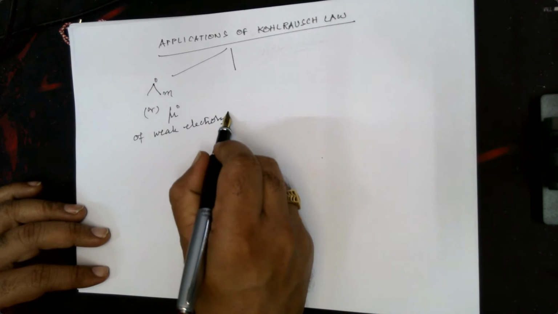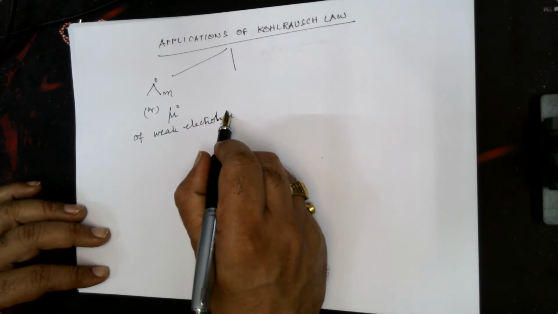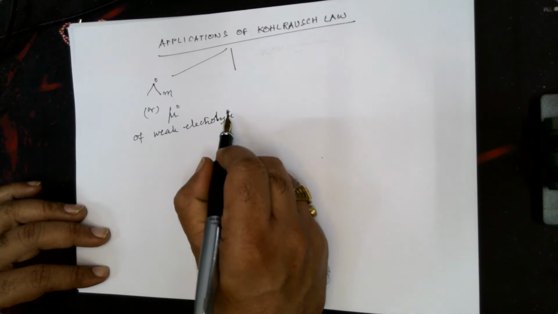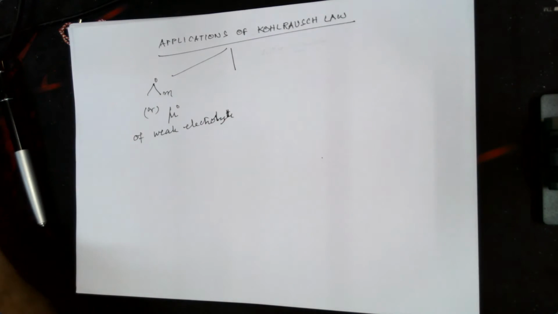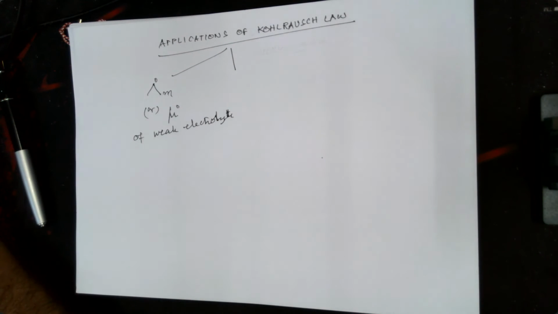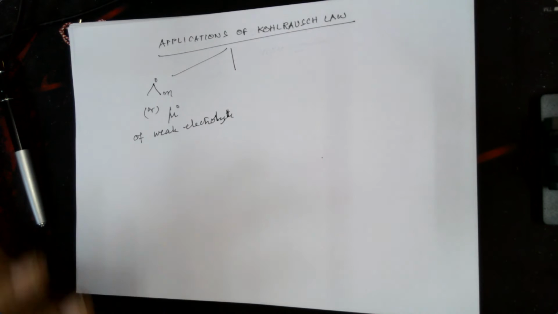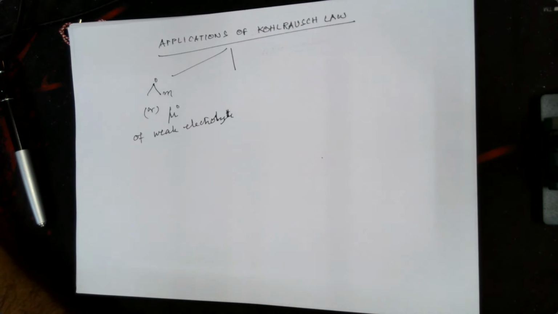Because a strong electrolyte readily ionizes, but a weak electrolyte slowly and incompletely ionizes. So it will be very difficult to find out the molar conductance of such a weak electrolyte, but using Kohlrausch law we can find it out.